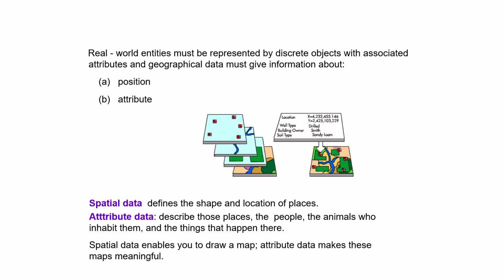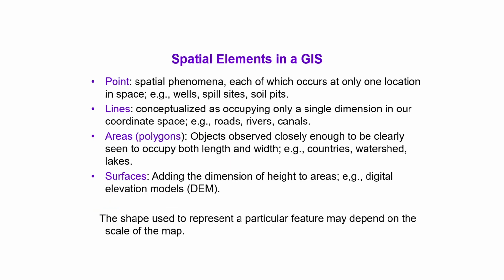As was mentioned above, we use position and attributes, spatial and attribute data. Spatial data defines the shape and location of a place, and attribute data gives all the necessary information about this place. The main features or spatial elements in GIS are point, line, area, and surface.